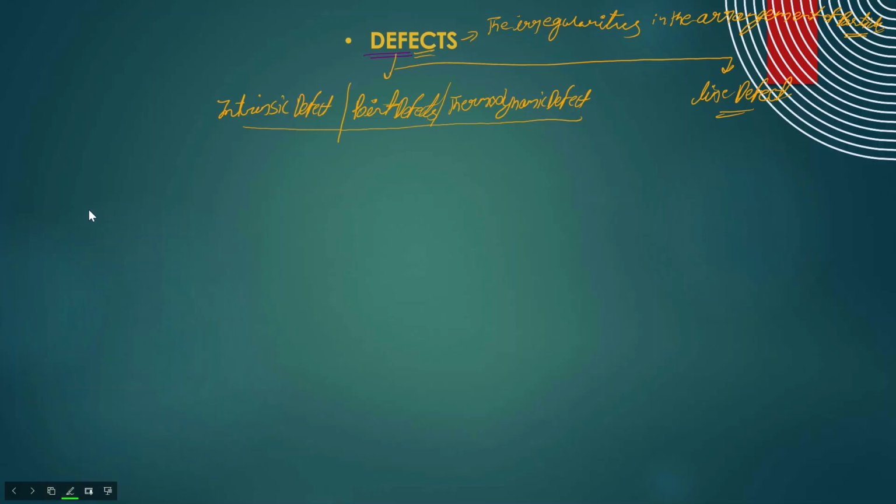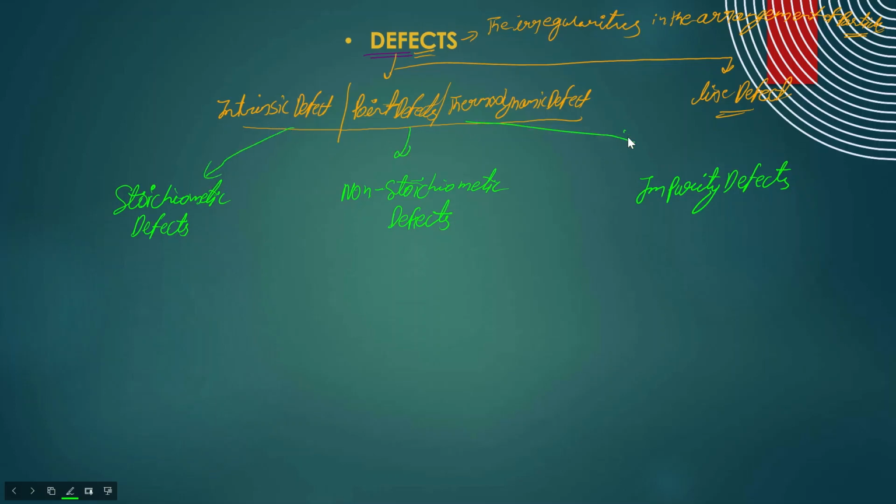Okay, now here intrinsic defect, point defect and thermodynamic defect are also divided into three categories. First category, stoichiometric defect. Second is non-stoichiometric defects. Okay, now the third one is impurities defect. Okay, here stoichiometric defect and non-stoichiometric defect are further subdivided.